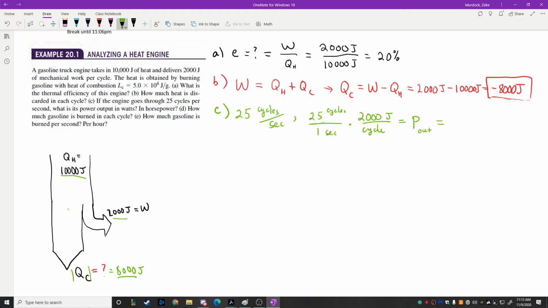So 2,000 times 25 would be like 50,000 watts. Is it 50,000? Okay. And joules per second is watts. All right, part D.